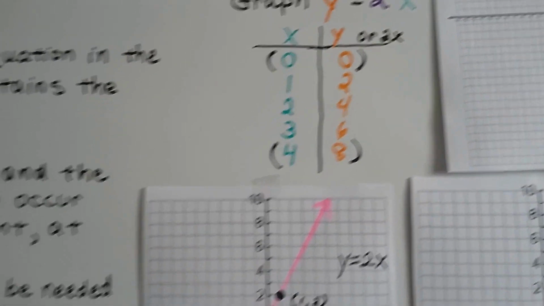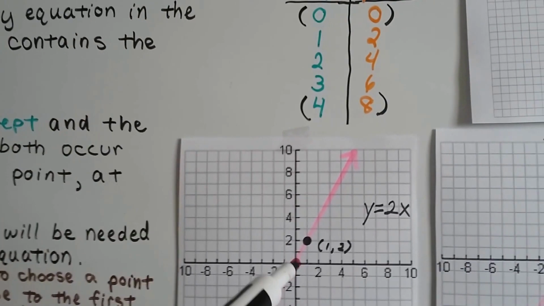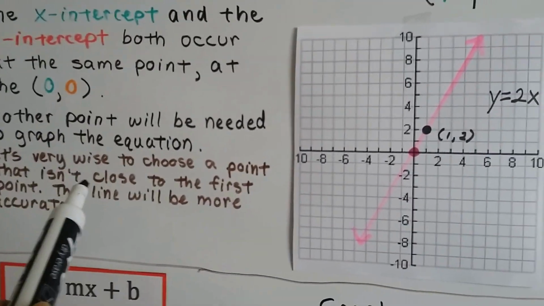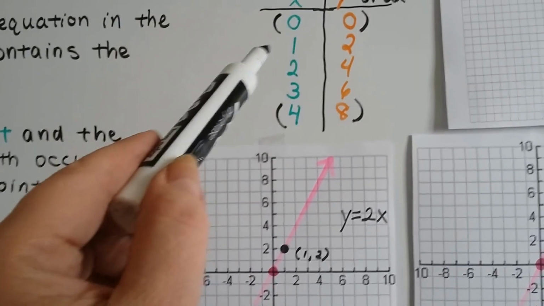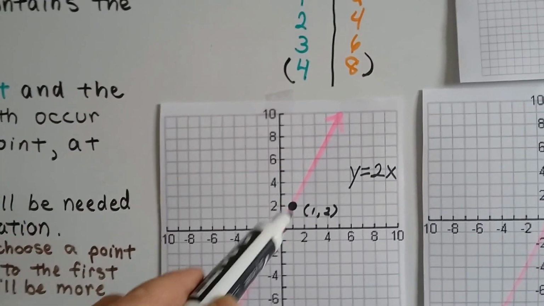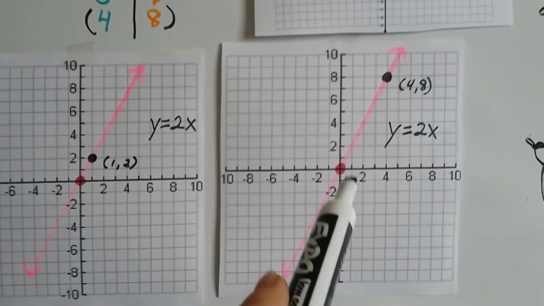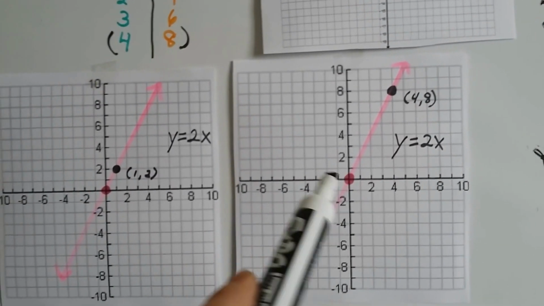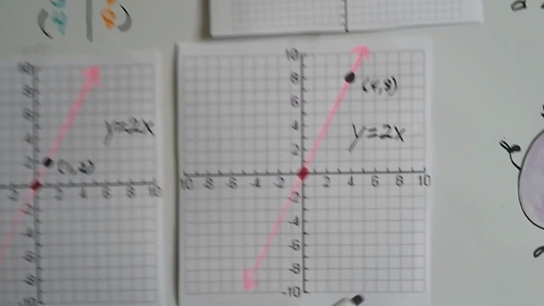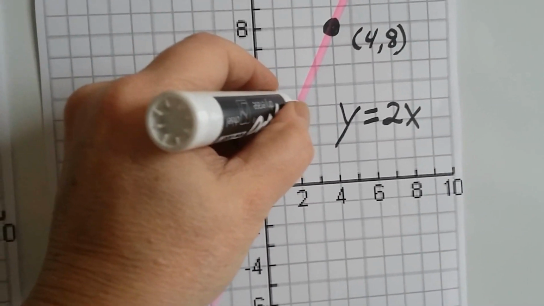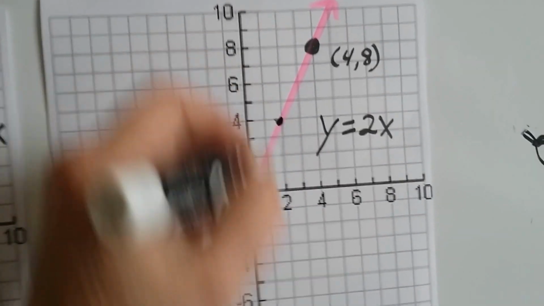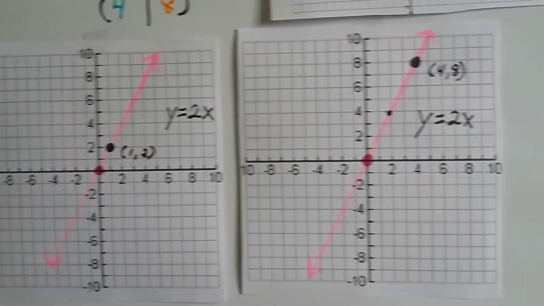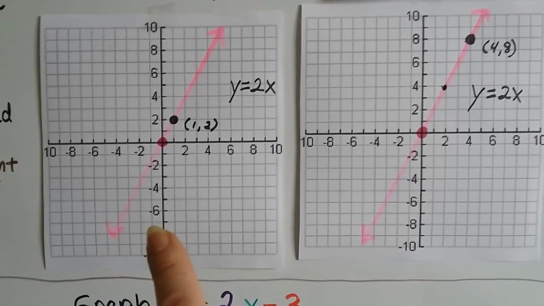So because we're going through (0, 0), I knew that one point was at (0, 0), and so that it would be more accurate, instead of choosing 1 and 2, like here, because it's so close together, I chose 4 and 8 because it was nice and far away. And I could have chosen 2 and 4 right here as a third point to kind of make sure that my graph was a straight line, so it would be more accurate. Now, the reason I drew both of these is I wanted to show you the difference.